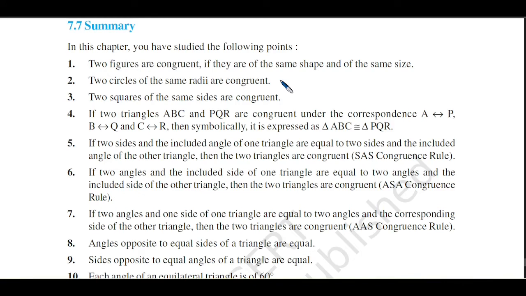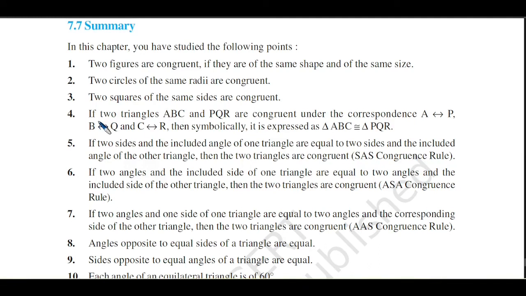Two circles having the same radius are congruent. They will be the same because they have the same radius, so they are exactly the same. So anything which is exactly the same is congruent. Two squares with exactly the same sides are congruent.